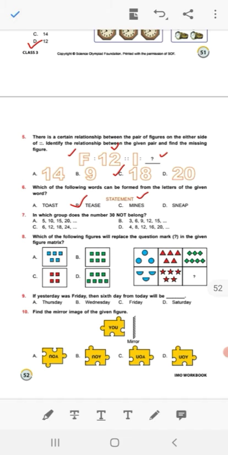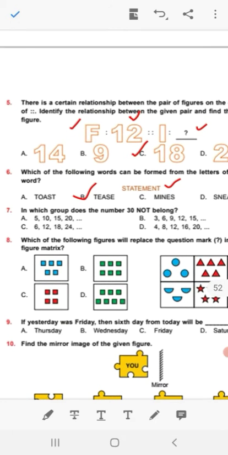Pass to question number 7. In which group does the number 30 not belong? Let us find the relationship among the numbers. In option A, 5, 10, 15, 20, then the next number is 25. It is a multiple of 5. 5 twos are 10, 5 threes are 15, 5 fours are 20, 5 fives are 25, and next is coming 30. So 30 belongs to A.